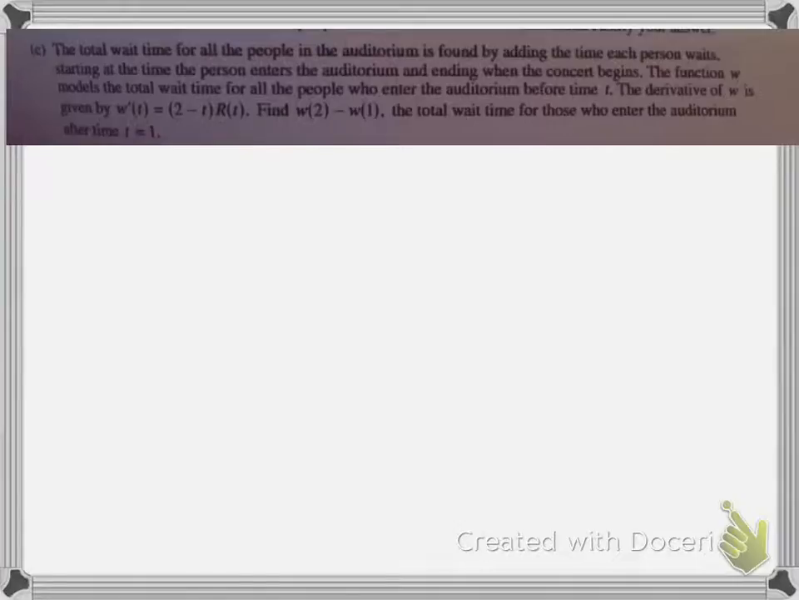So the wait time is just W, so let's just write that. Wait time equals just W. And then W prime is this. So we don't know what the function W is, but we do know that this piece here is the derivative.